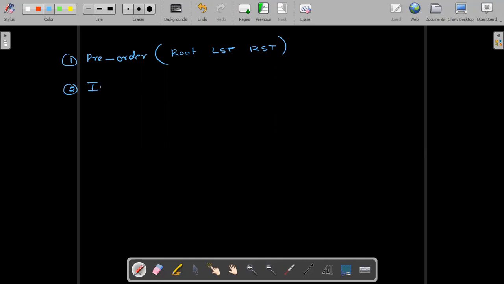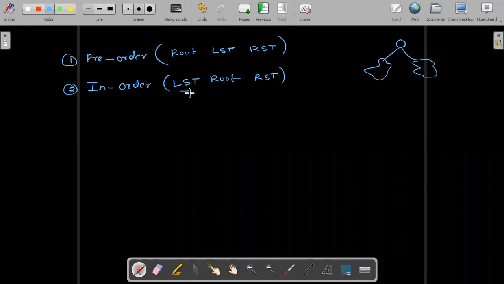Second one is in-order. In in-order, you visit the left subtree first, then the root, after that the right subtree. Understood? I already showed you: this is the node, with the left and right subtrees. Root you know already.